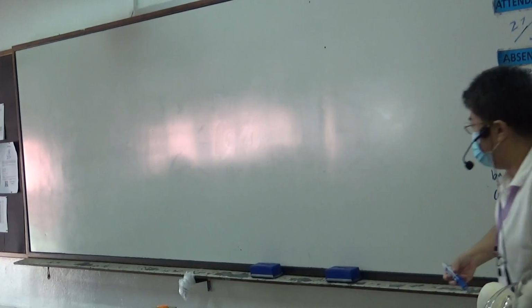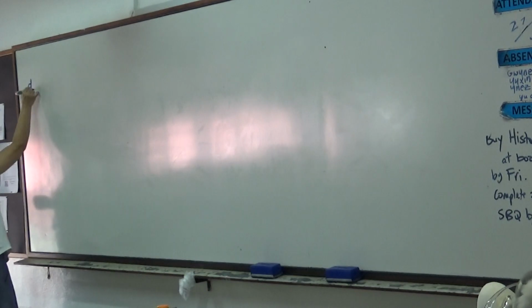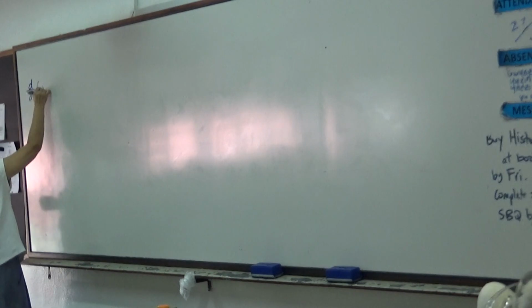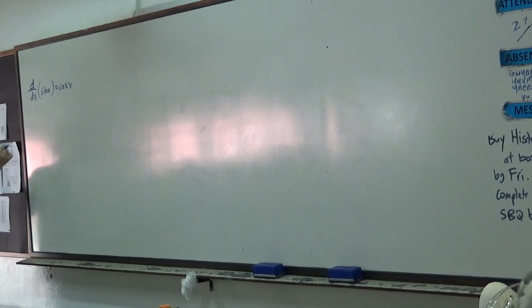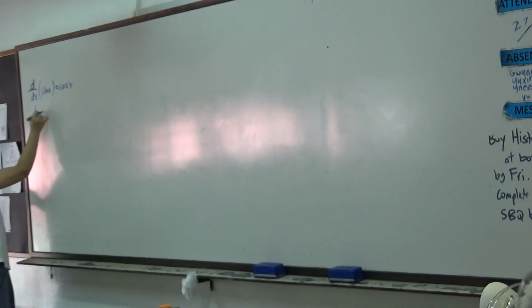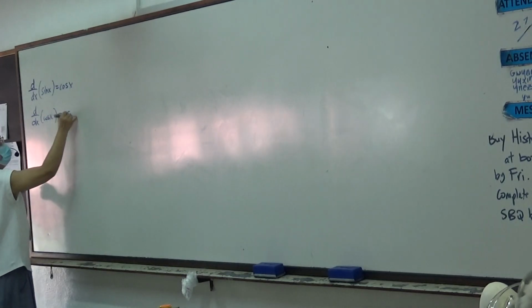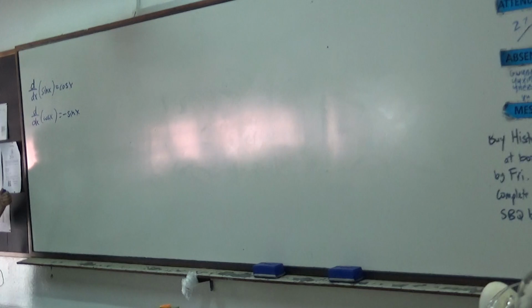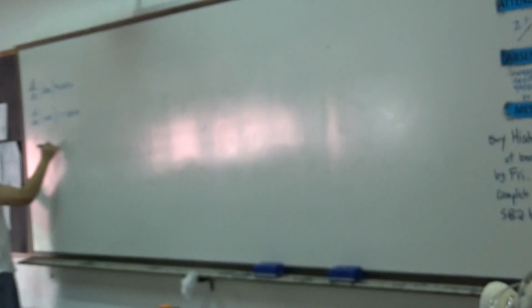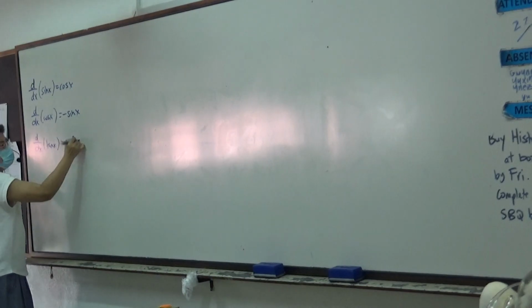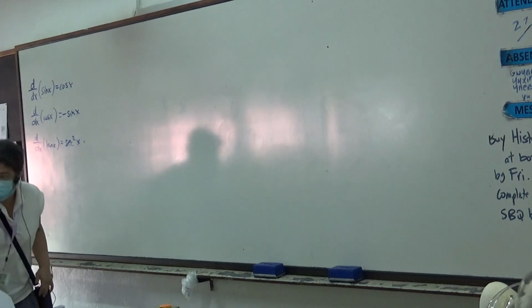Go through the three differentiation first. All of you look up. d/dx sine x will give you cosine x. d/dx cosine x will give you negative sine x. Okay? And d/dx tangent x will give you cosecant square x. Is this correct? Yes or no?